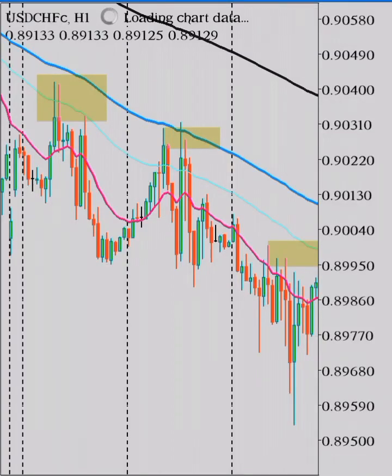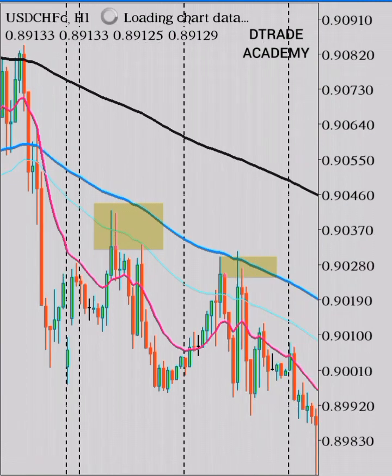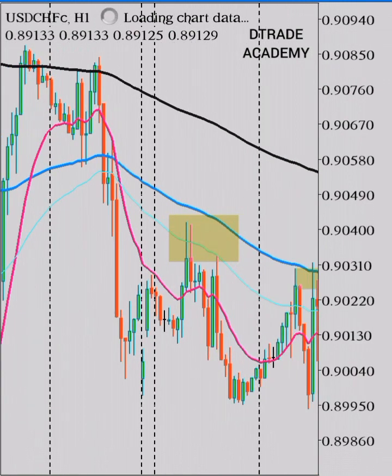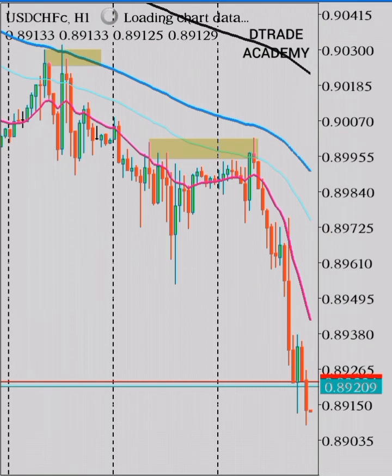Trade Academy. I'll be explaining a concept that deals with picking trades in line with your trend direction. So this concept goes with your moving averages, most especially when you have the EMAs nicely spaced out.